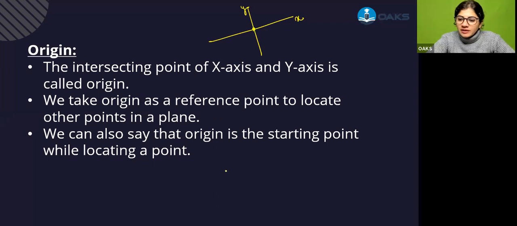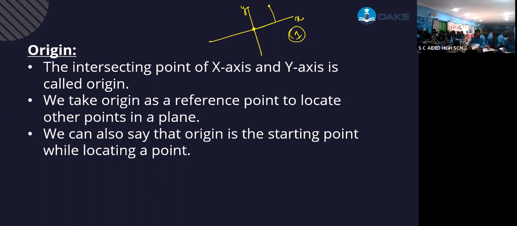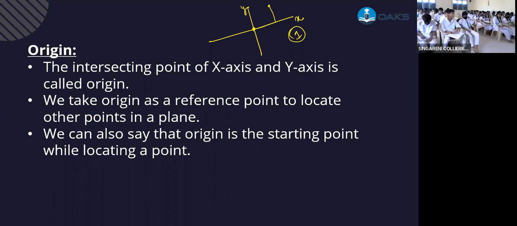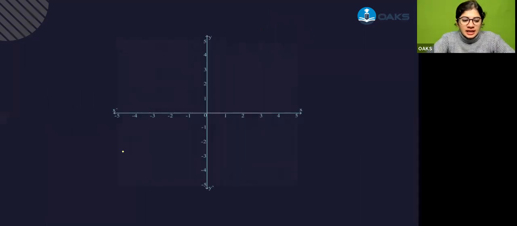Do you remember when we locate a point, we start from 0, walk towards x, then walk towards y, and then we reach the point. So our first step is to stand at the origin. We start from the origin. That is known as the starting point. You all remember this? Okay, let's move forward and see this.